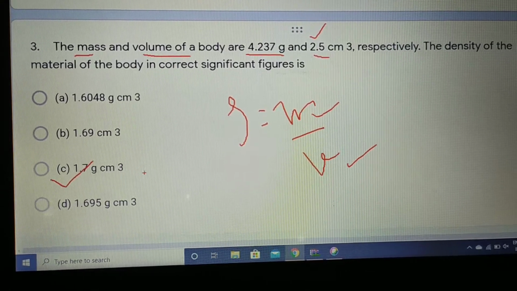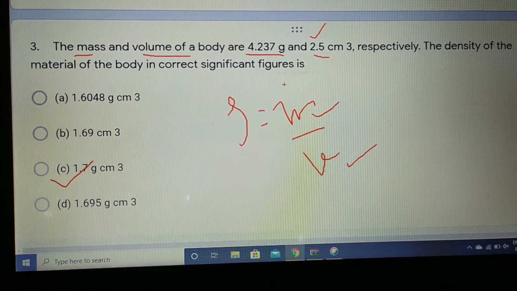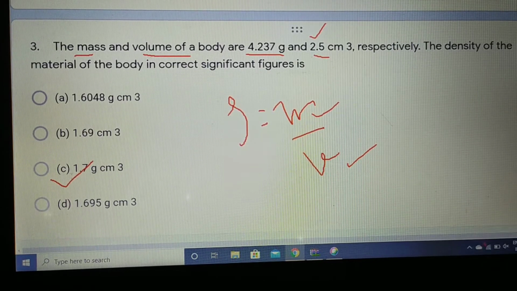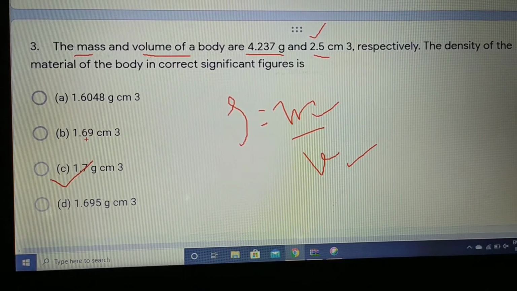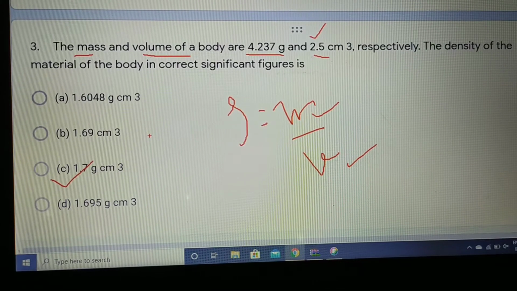Now let us move to the next question. You can try calculation also, because it might happen in the exam you will be having all the options in 2 significant digits. So in that case you will have to perform the calculation, so please go through the calculations as well.